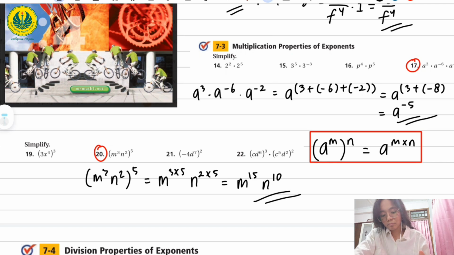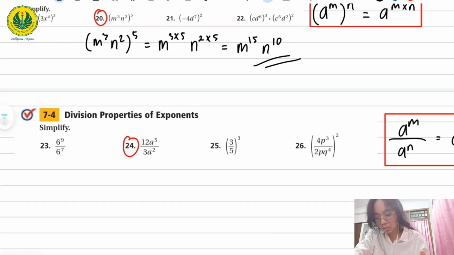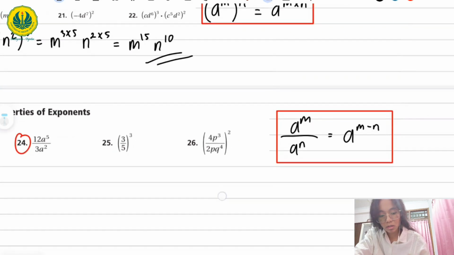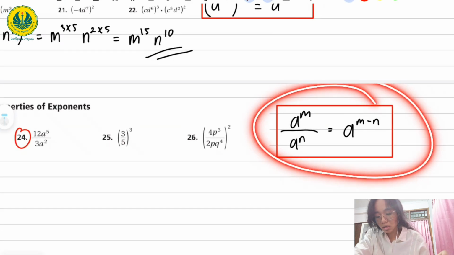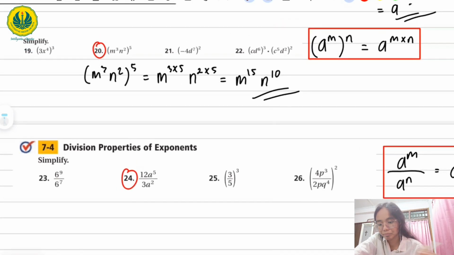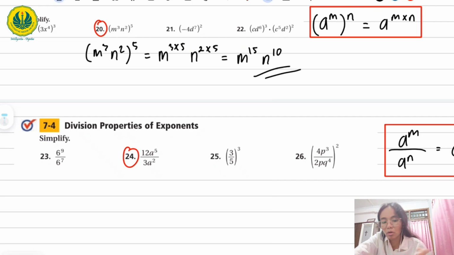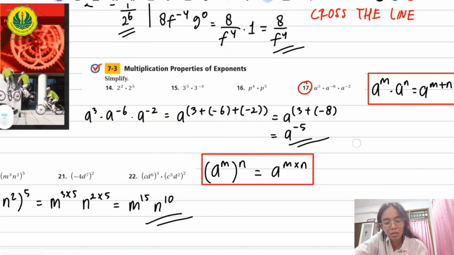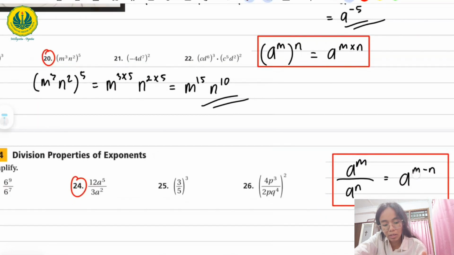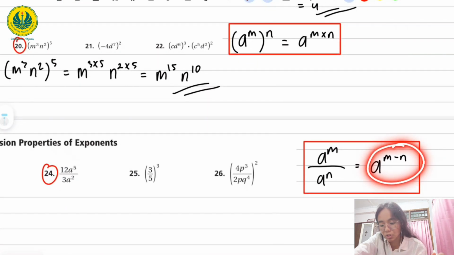Okay, next, section 4, division properties of exponents. We have here number 24. I already wrote it on this screen. When we have a to the power of m over a to the power of n, it equals a to the power of m minus n. Oh sorry, for the previous material I said subtract, but actually it's added. I'm so sorry. For this one, it's going to be subtraction.